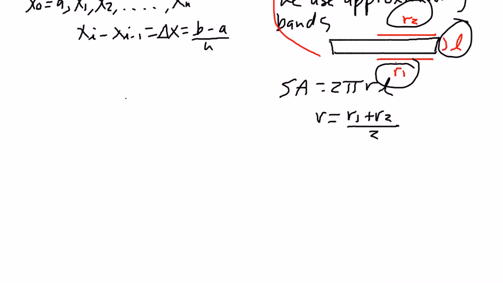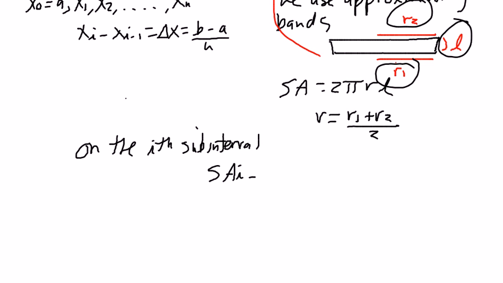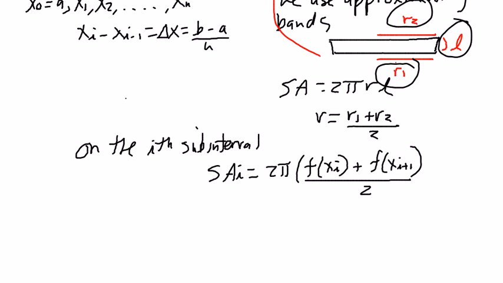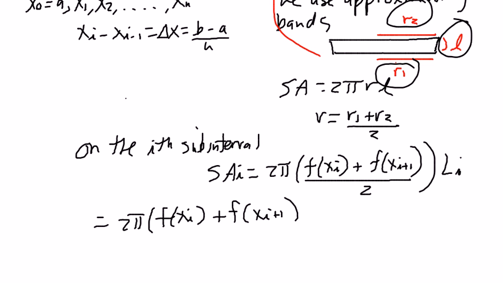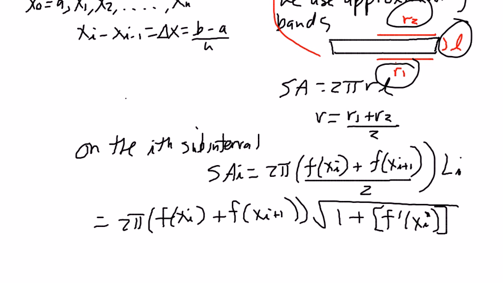So on the ith subinterval, SAi is equal to 2 pi times f of xi plus f of xi plus 1 over 2, and then the arc length on the ith interval, which is equal to the square root of 1 plus f prime at xi star squared, times delta x.